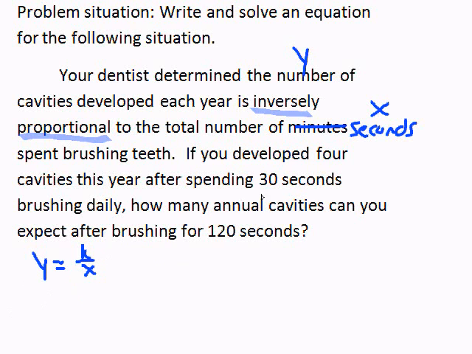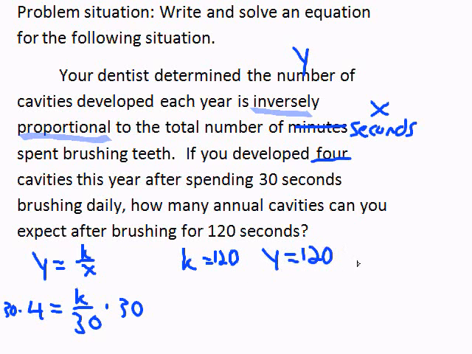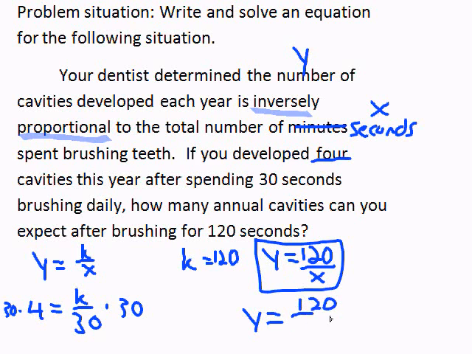So if y is equal to k over x, you know that you develop 4 cavities, so 4 equals k over x, meaning 30 seconds. To get k by itself, we multiply both sides by 30. And we get k is equal to 120, which means our equation is y equals 120 over x. That's the first part of the instructions to write an equation. The second part asks us how many annual cavities can you expect after brushing for 120 seconds. We merely substitute 120 in for the appropriate variable. In this case, x stands for seconds, so we're going to put 120 over x, which is 120. So the number of cavities would be 120 over 120, which is 1 cavity.